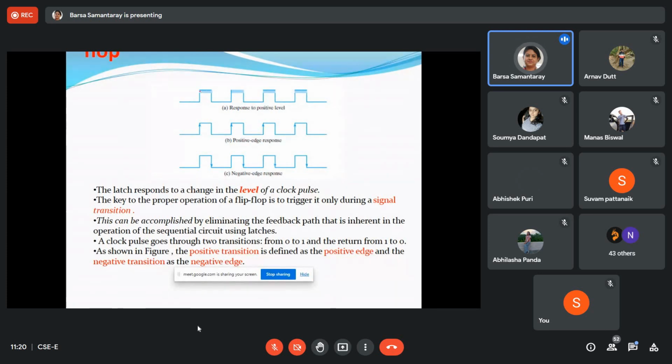So when it is in the positive level, the circuit will be working. And during the negative level, it will not be working. Like this, edge triggering: positive edge and negative edge.